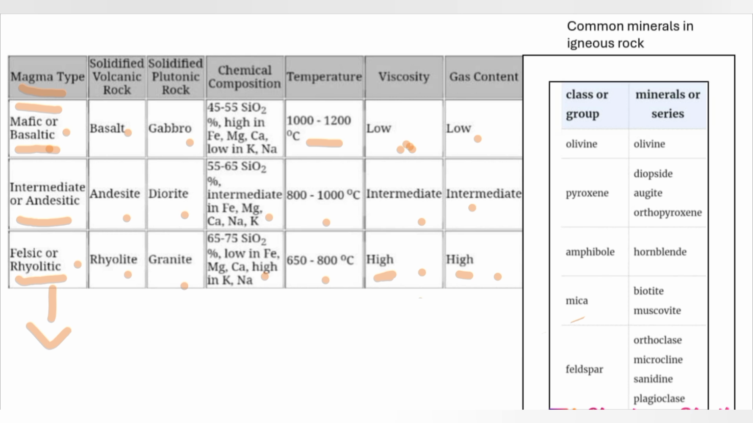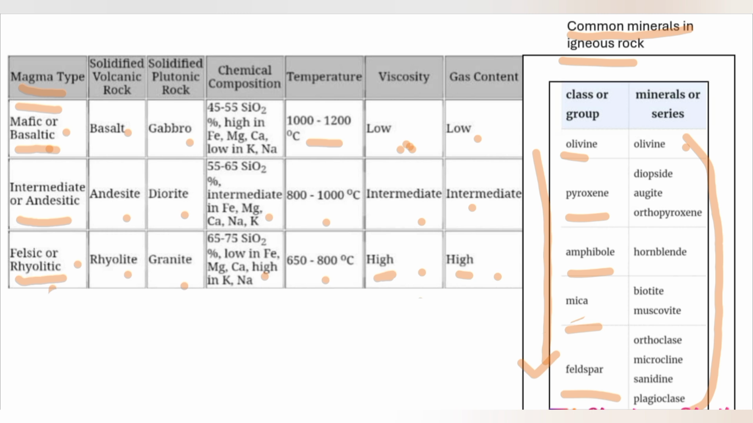So now we are getting into the common minerals that are found in igneous rock. We have studied that different kinds of minerals can be formed or found in igneous rock, and they form at different crystallizing temperatures. So here olivine, pyroxene, amphibole, mica and feldspar are given, and they are groups, and the minerals coming under these groups are also given. Other than this, many more minerals and groups are also found. Olivine has the highest crystallizing temperature, and from there downward the temperature decreases.